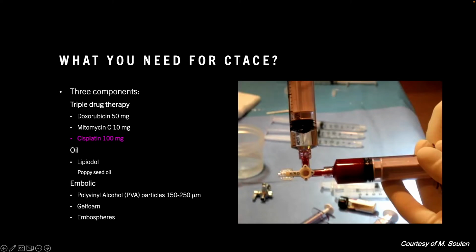The three components you need when you do a chemoembolization are a drug, the oil, and then the embolic. Why do you need those three things? When I talk to my patients about chemoembolization, I tell them to think about coffee. I spilled some coffee on the ground and I have a hose. What happens if you put the hose on the coffee? It's gone, right? Coffee's gone, cleared away.